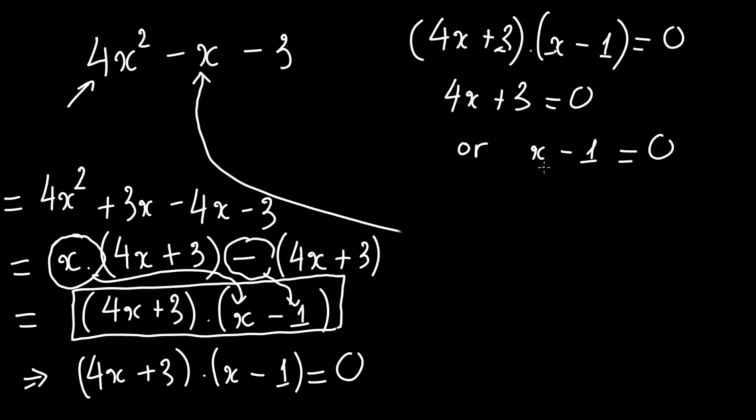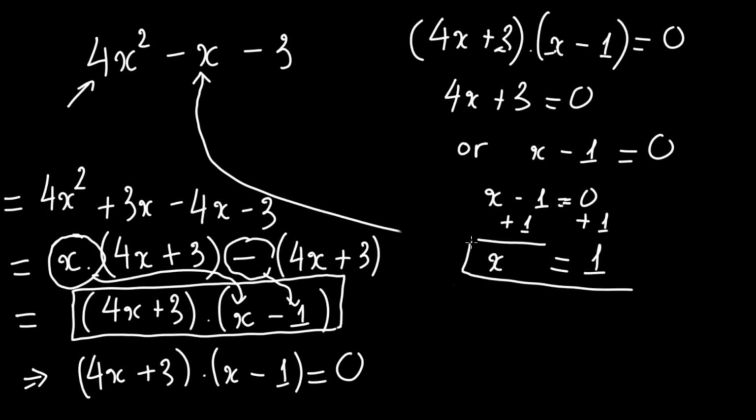So we solve for x minus 1 equals 0 first. You can solve for this one, x minus 1 equals 0. We add 1 to both sides to isolate the x. So the left hand side you got only x, right? And then the right hand side you got 0 plus 1 equals 1, right? X equals 1 is the first solution.